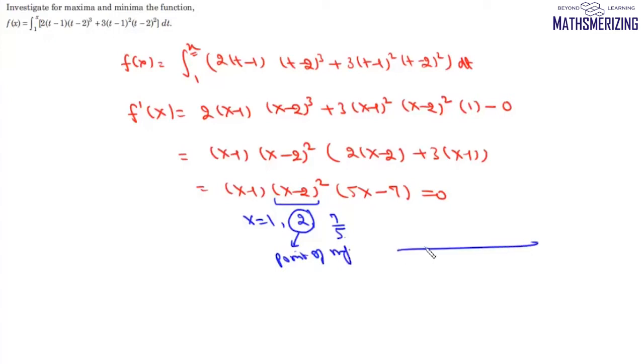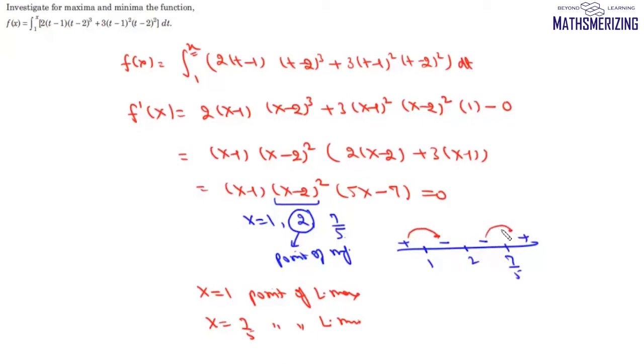So we'll put all these on a number line. So this is 1, this is 2 and this is 7 by 5. Rightmost is plus. So this is plus, minus. Now there is no sign change at 2. So it will be minus, and then here it will be plus. So for this question, x equal to 1 is a point of local maxima, and x equals 7 by 5 is a point of local minima, because for 1 the sign changes from plus to minus, and here it changes from minus to plus.